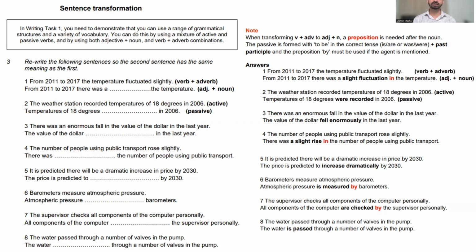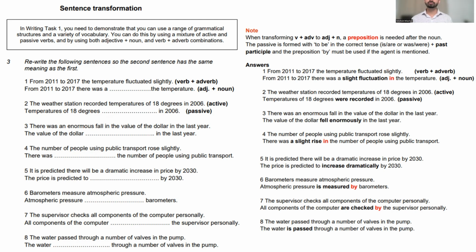From 2011 to 2017, the temperature fluctuated slightly. That is the verb plus adverb structure. Let's look at the structure with adjective plus noun. From 2011 to 2017, there was a slight fluctuation, and you need a preposition, right? When you use this structure, you will need a preposition, which is in the temperature, okay? In the temperature, that's a preposition that you need to use when you're changing the structures.